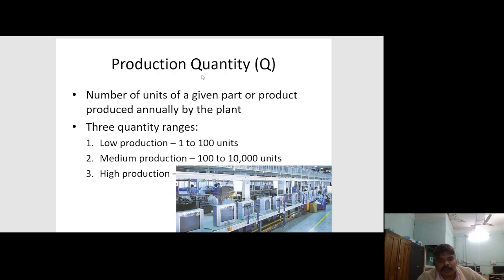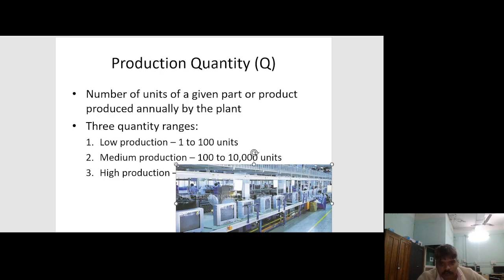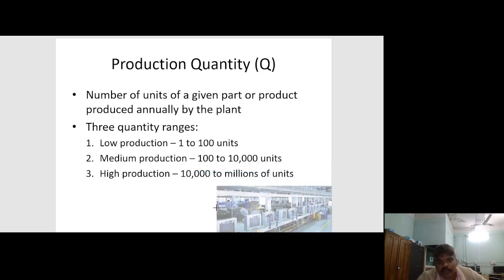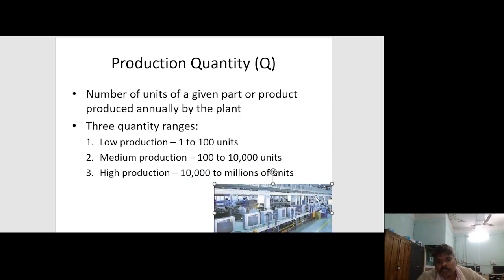Product quantity is the number of units of a given part or product produced annually by the plant. Three quantity ranges: low production, 1 to 100 units; medium production, 100 to 10,000 units; and high production, 10,000 to millions of units.